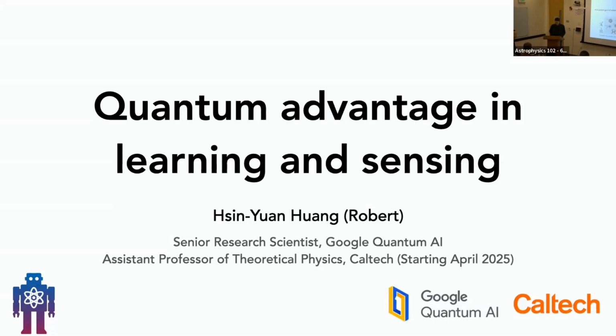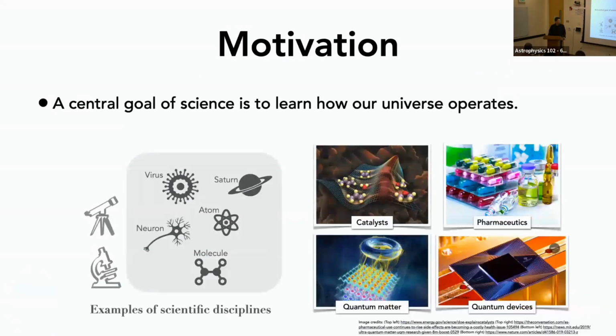findings. So as scientists, we all know that the central goal of science is to learn how our universe operates, from the microscopic levels, like understanding atoms and how to control them, to understanding astronomical objects like black holes, planets, stars, etc. And by developing our learning tools, it can help us design better catalysts, design better pharmaceutics, gain new understanding into exotic quantum matter, and build powerful quantum devices.